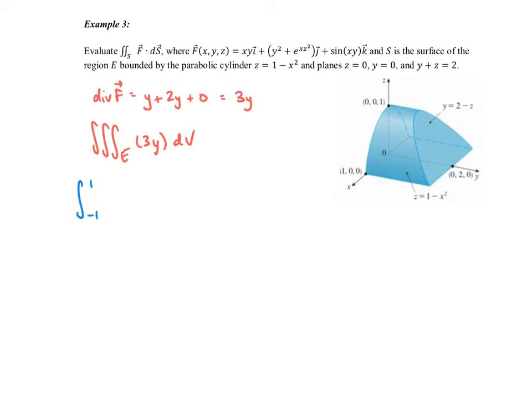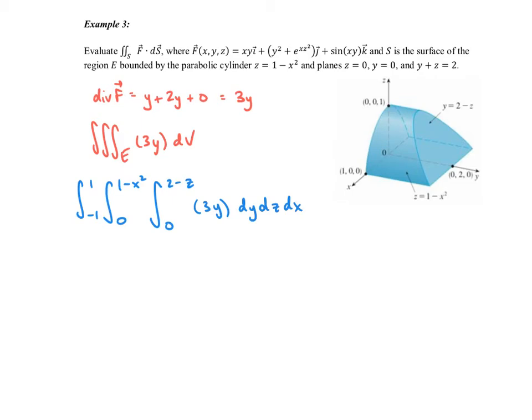So if we let x go from -1 to 1, let's do maybe z on the next integral. So z minimum is 0 on the xy plane. We're told that. And the maximum is 1 minus x squared. It's that surface right here that is the upper boundary of z. And then our next integral would have to be y, which goes from 0 to this plane right here, 2 minus z. And we still have 3y, and then we have dy, dz, dx. So again, there's other renditions of this that we could do, but let's go ahead and go with this one and see where it takes us.